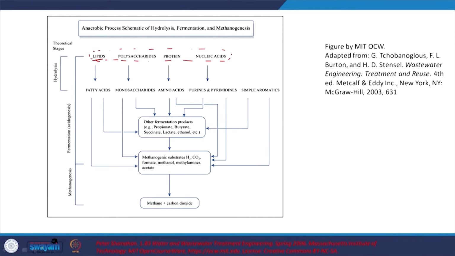So, what do we have? Major types of compounds of interest: we have lipids, polysaccharides, proteins and nucleic acids, right. So, the first stage is hydrolysis. Typically this is brought about by the enzymes of the microbes which are prevalent in this particular system. So, that is one aspect to keep in mind, hydrolysis. And then you are going to have fatty acids from lipids, monosaccharides, earlier it was poly and now monosaccharides, proteins to amino acids, nucleic acids to purines, pyrimidines and simple aromatic compounds.